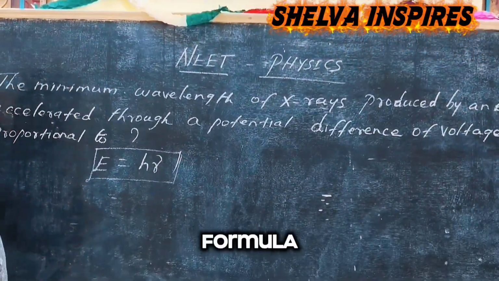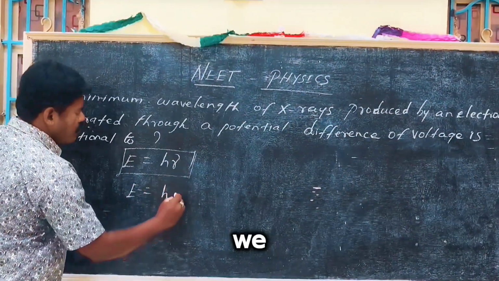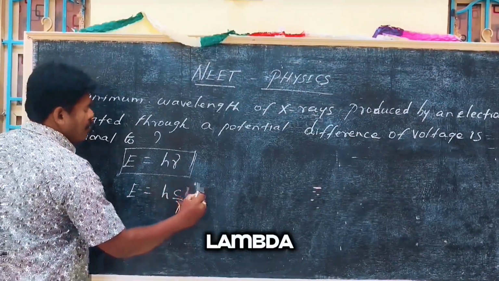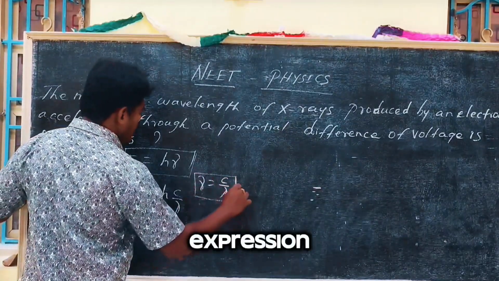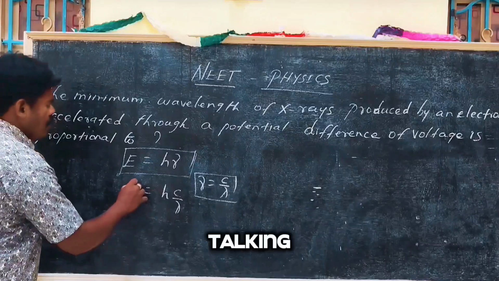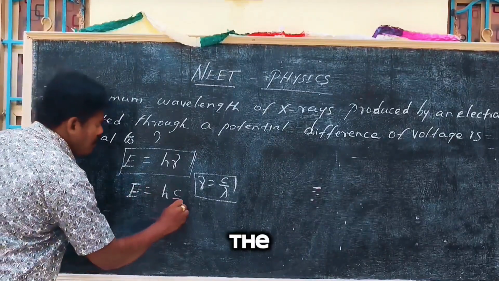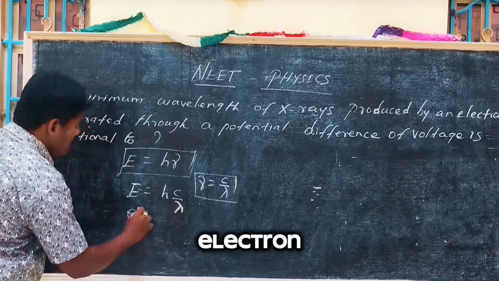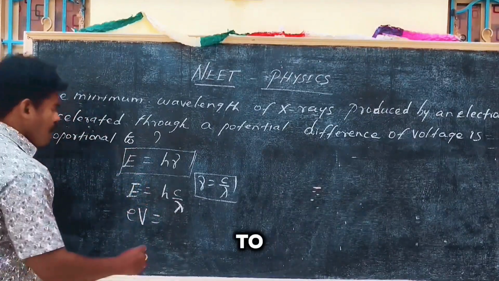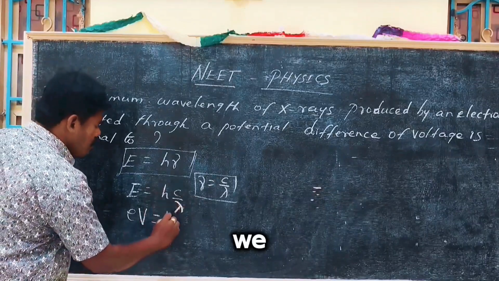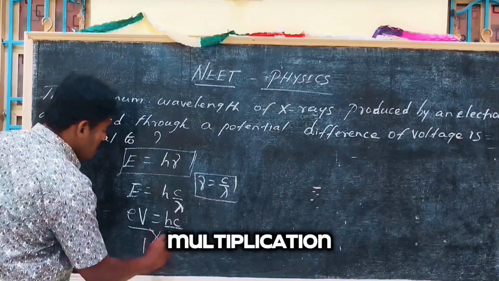From this formula we can derive this expression. E equals h nu, and we know that the frequency nu is equal to c by lambda. That expression we are going to apply here. Here we are talking about the energy of an electron, in electron volts, eV. Next we multiply by lambda on both sides, E equals hc divided by lambda, so we do the cross multiplication.